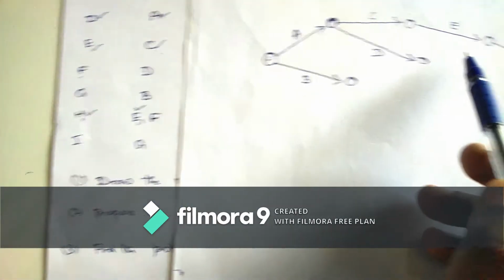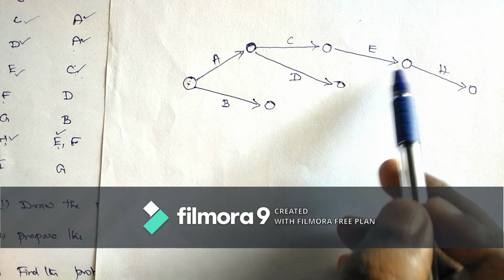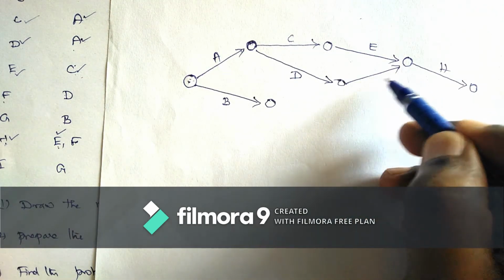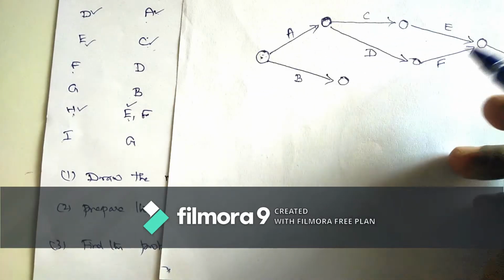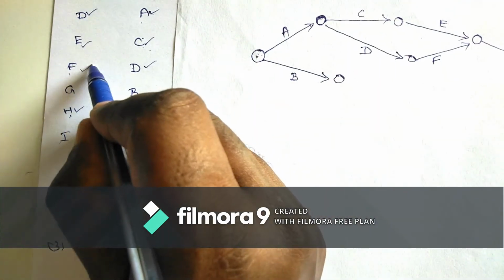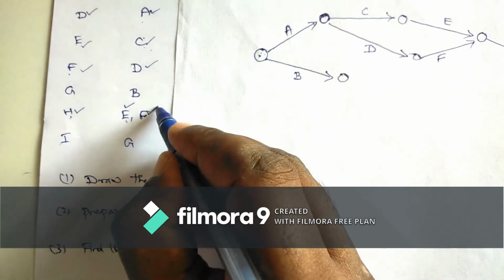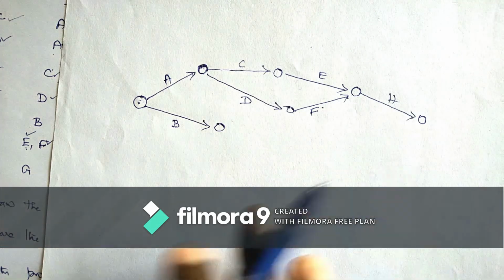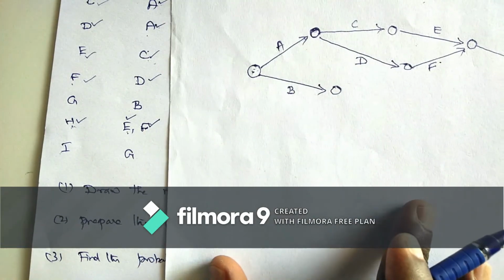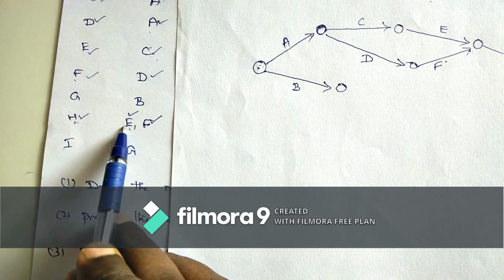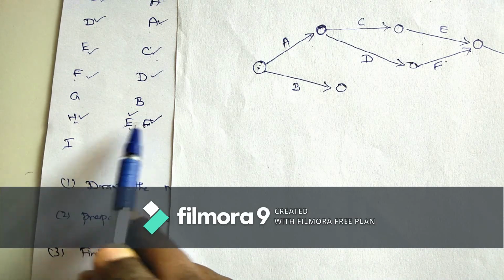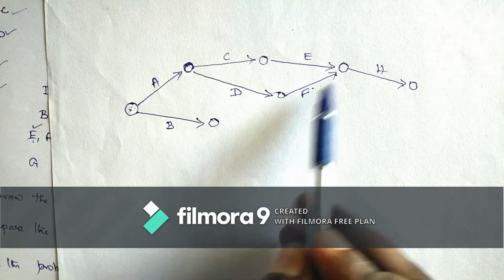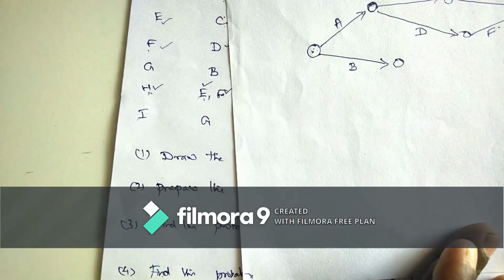So here D is there. After D, F started. After F, H started. So we are adding these two activities. After finishing these two activities, H started.